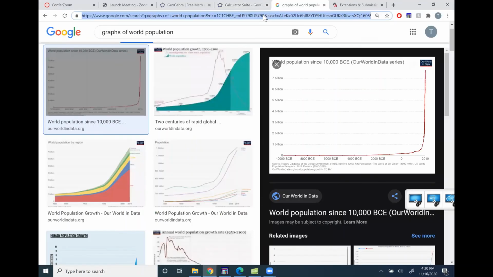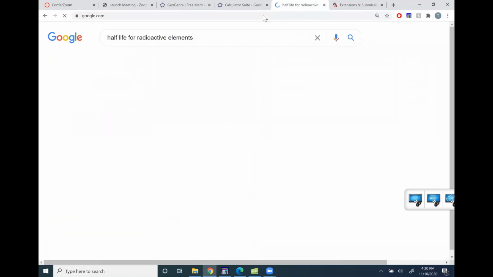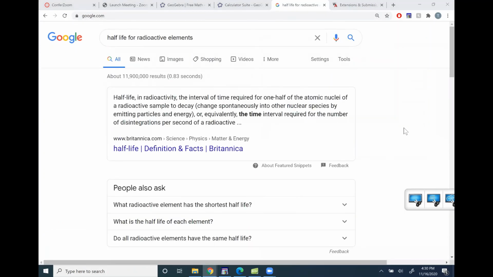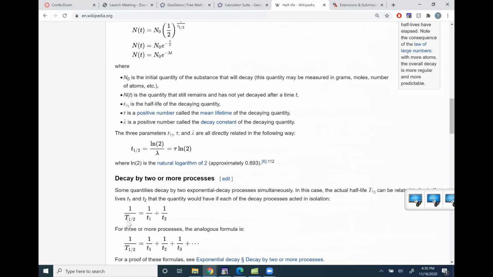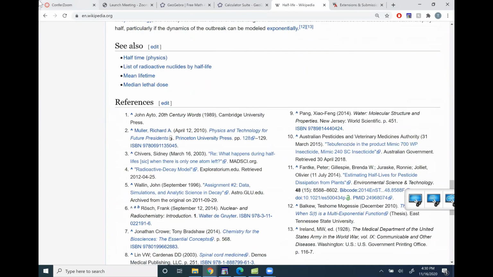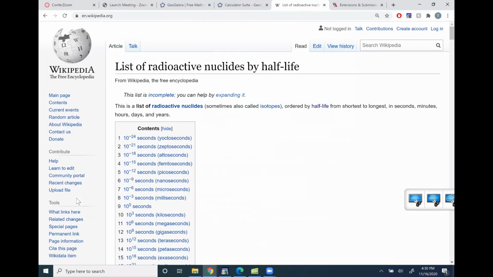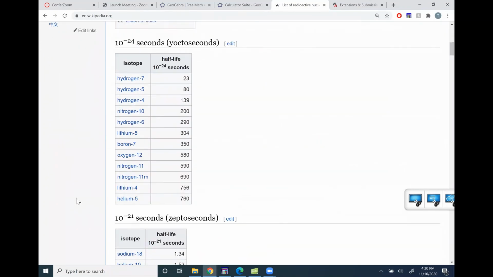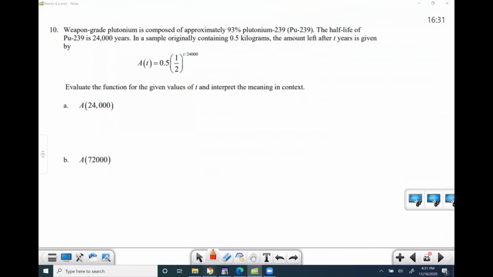So let's see. Half-life for radioactive elements. Now they're rounding, by the way. They're never exactly what it says in these word problems. But let's see here. Maybe it was the next one that I wanted. Okay, so here's some. You got hydrogen 7, hydrogen 5. I forgot what we had. Plutonium 239, was it? Yeah, plutonium 239. Let's see if it's on the list.